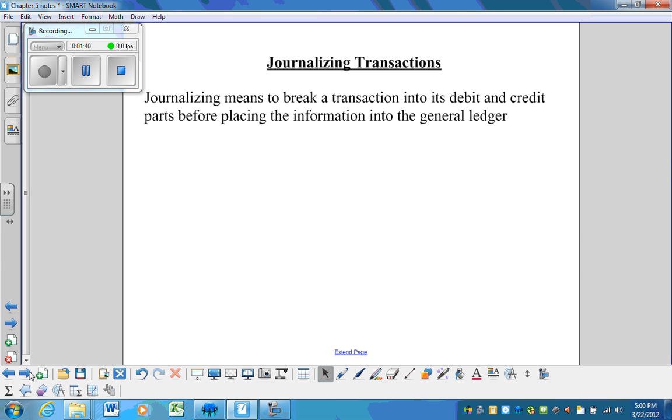Journalizing means to break a transaction into its debit and its credit parts before you put the information in the general ledger. So journalizing just means you're putting it in the journal.